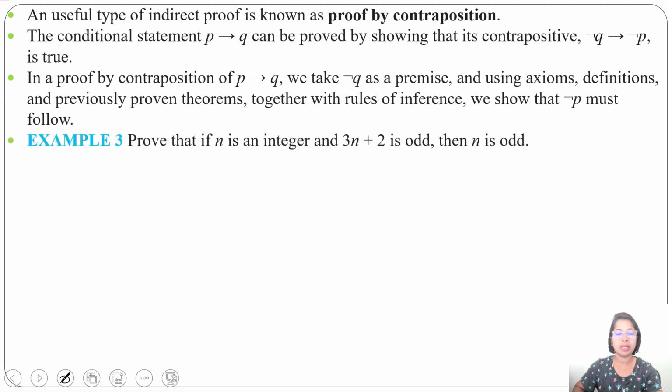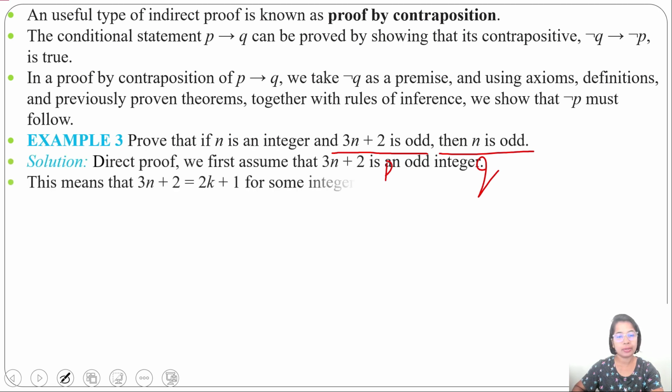Let's see one example. Example 3. Prove that if n is an integer and 3n plus 2 is odd, then n is odd. So 3n plus 2 is odd, this is our P, and n is odd is our Q. Let me first try to prove P implies Q, meaning a direct proof. So if 3n plus 2 is odd, then n is odd. According to direct proof, let 3n plus 2 equal an odd number, meaning 2k plus 1. Here k is some integer.